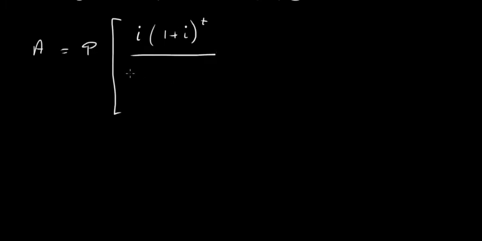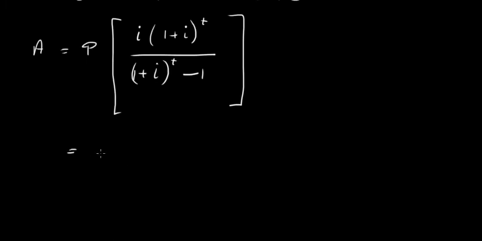Okay, so our amortization formula is just simply A, the amount of each repayment, is equal to P times I times (1 plus I) to the power of T, all over (1 plus I) to the power of T minus 1. So this is a little bit easier anyway.